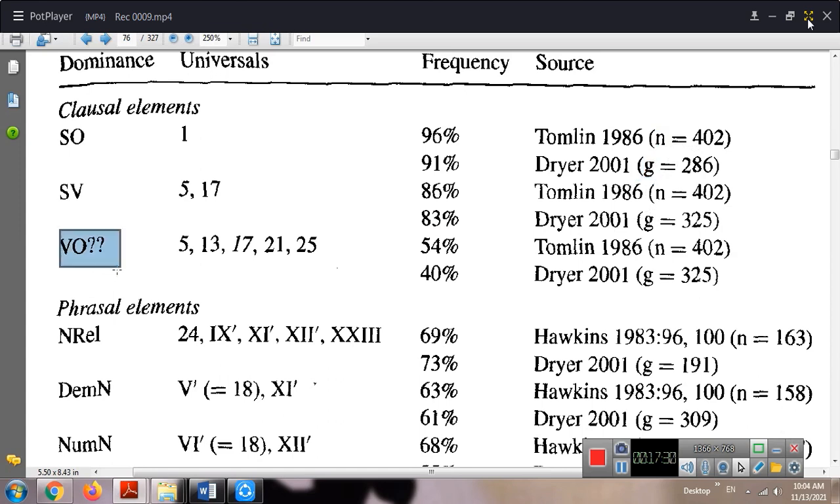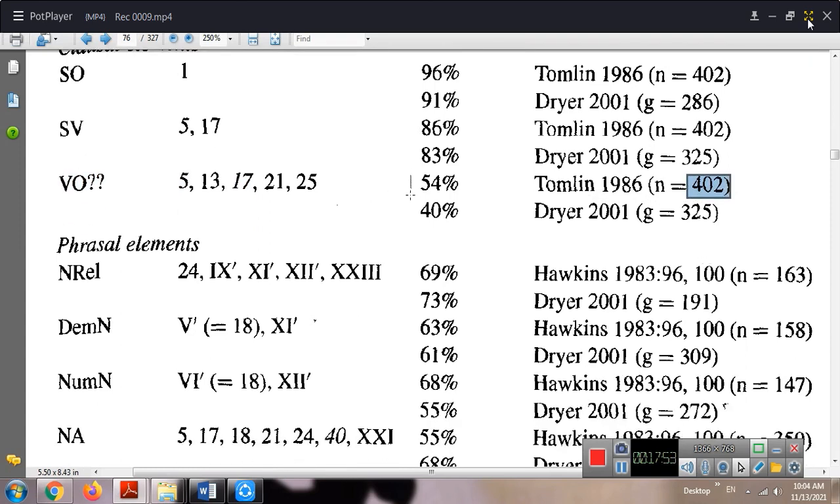The languages which are verb-object (VO) are 5, 13, 21 and 25. But the numbers which are italic, like 17, are against this order. Tomlin, considering 102 languages, found that 54 of them are in this way, and Dryer found in his study of 325 languages that 50% are in this way.